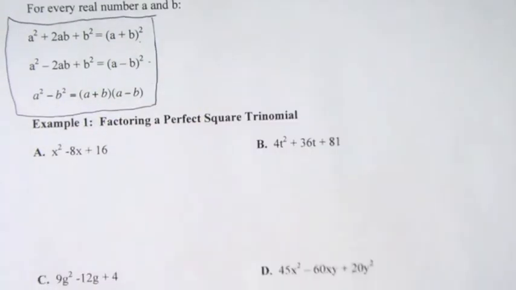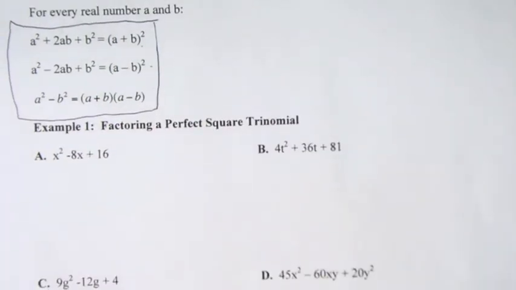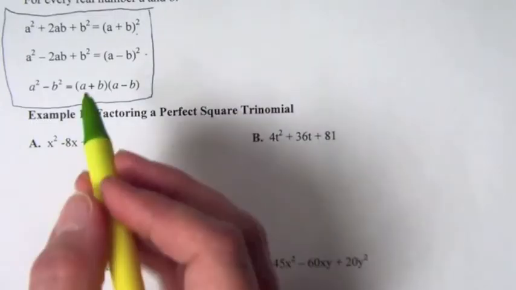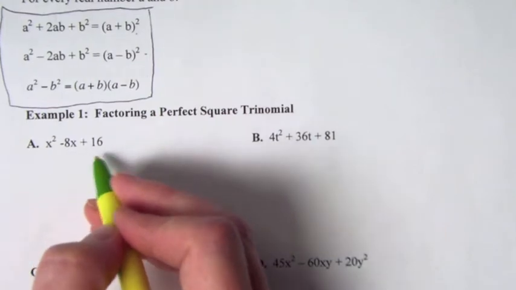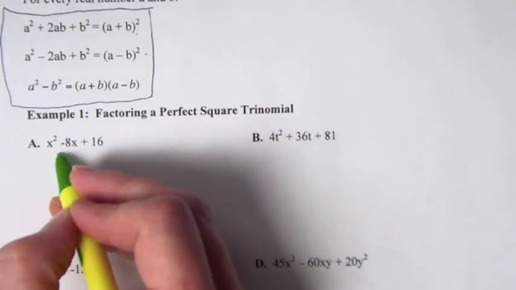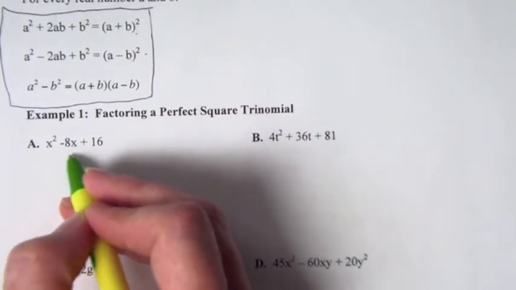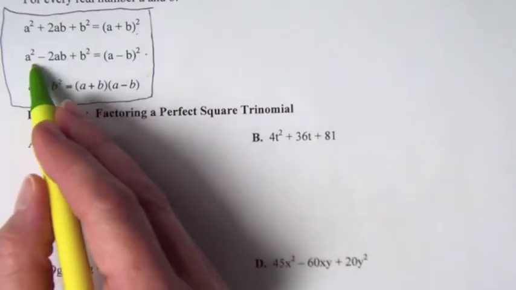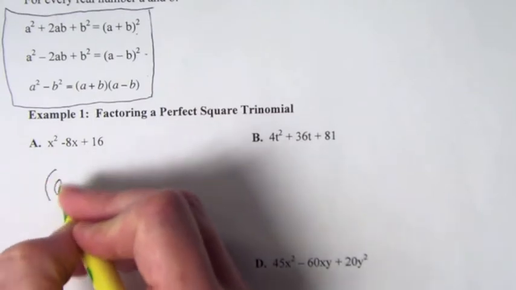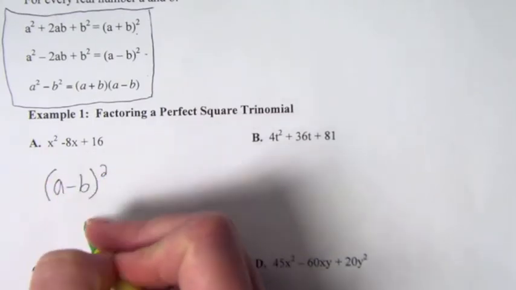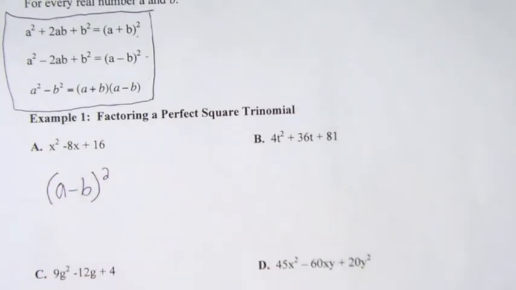So let's look at our first one and let's try to figure out which case this follows. So we get x squared minus 8x plus 16. We have a negative sign and then a plus sign, and there's three terms. So a negative sign, plus sign, three terms. It's going to be in this format right here. It's going to be a minus b squared. Now what we have to do is figure out what a and b are.